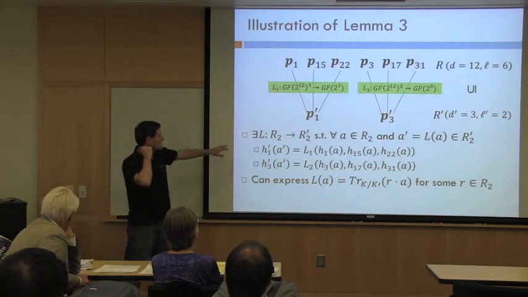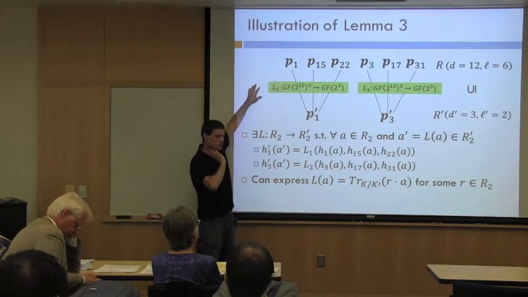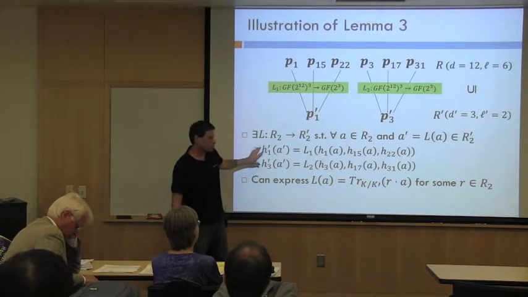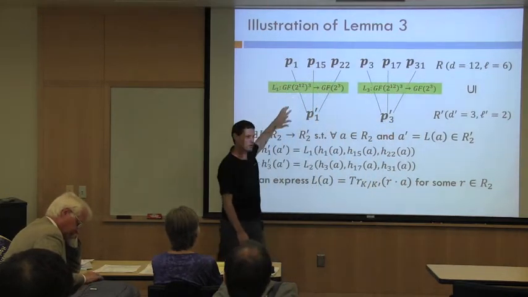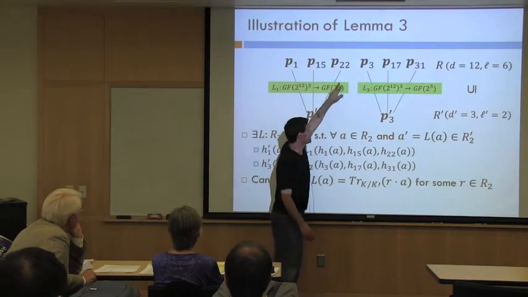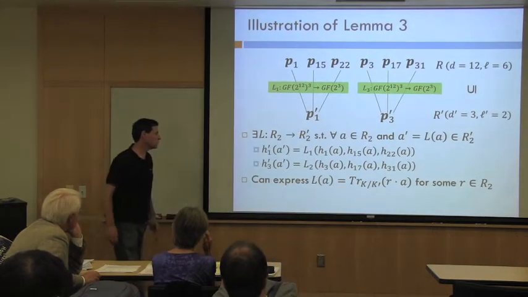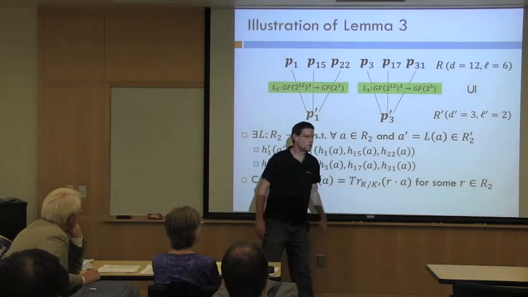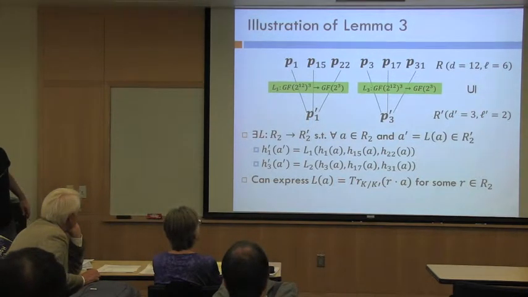The lemma says that there exists some linear function on R2, sending something from R2 to R2 prime, such that we always get that. We take any A here that has something in the slots, we apply to it the linear function over R2, and we get A prime that has exactly L1 of the first three in the first slot and L2 of the last three in the last slot. That's what the lemma says. And now that we know that it exists, then you can express it as multiplying by something and then taking the trace.